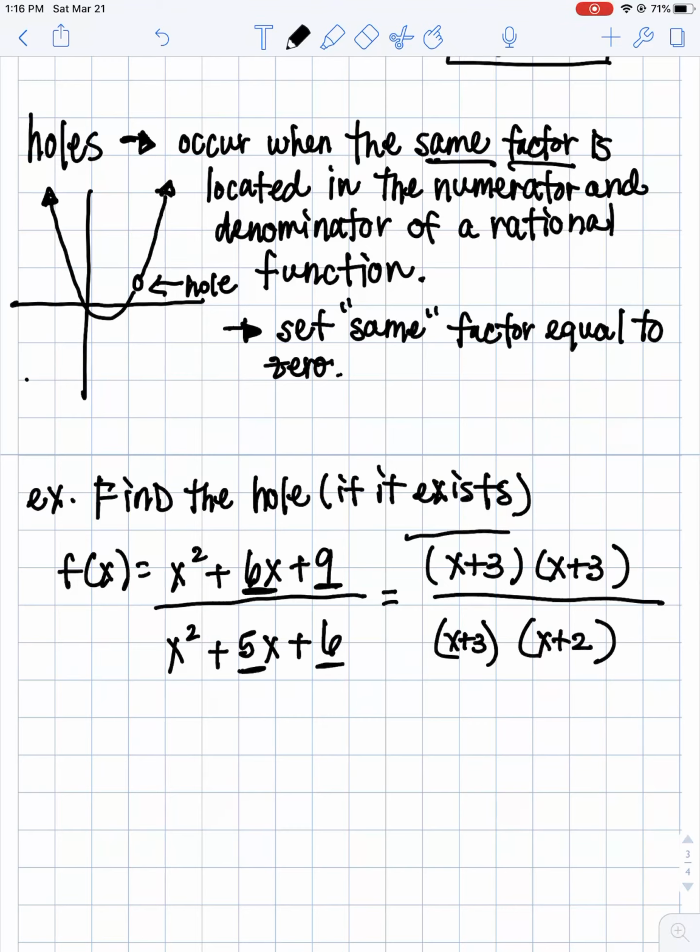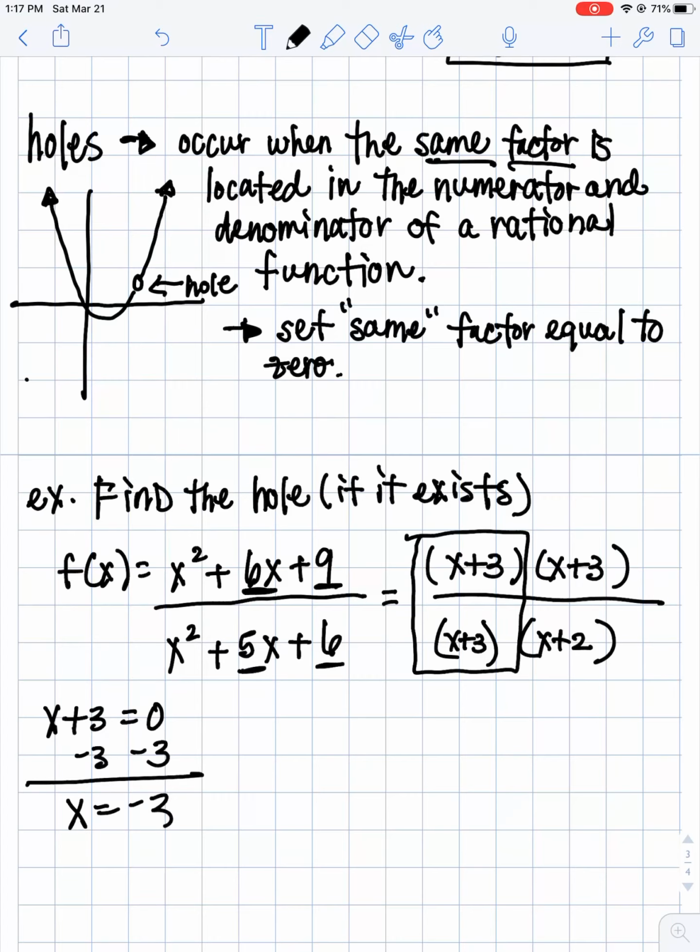And so when I designed this 2 seconds ago, I said, oh, look, x plus 3 is located in the top and the bottom. And so we have a hole. The same factor is located in the numerator and in the denominator. So I'm going to set x plus 3 equal to 0 and simply subtract 3 on both sides. So x equals negative 3. And some kids think they're done, and you're not, because that's why I drew you a picture.